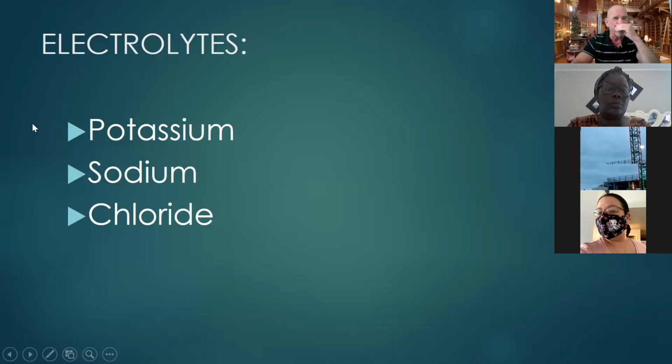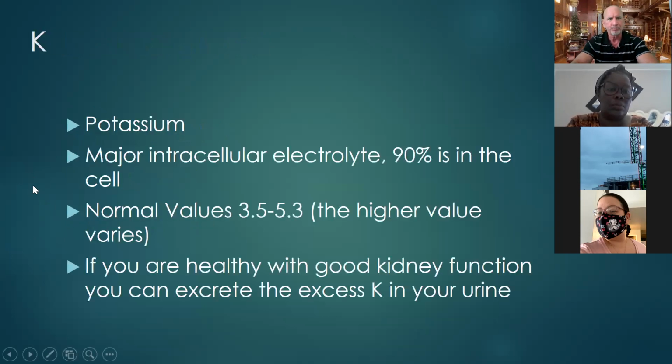The first 3 things in a basic metabolic panel or a complete metabolic panel are the potassium, the sodium, and the chloride. Potassium is an extremely important electrolyte. I'm not sure when you're going to get this. Have you had this already? Electrolytes? No? Yes? Okay. Well, you will get it. Anyway, potassium is very important.